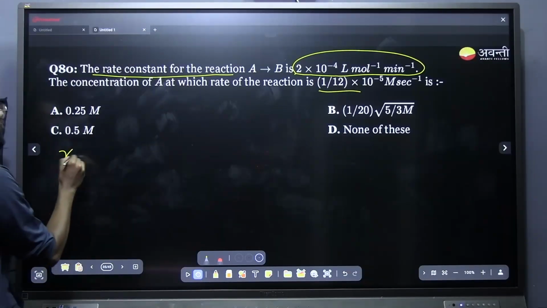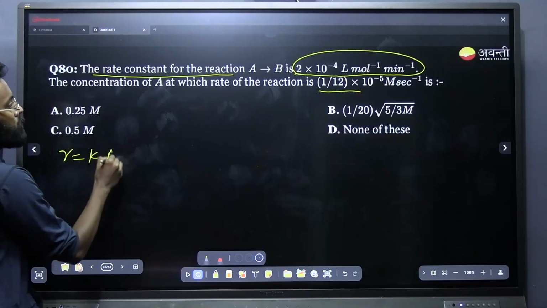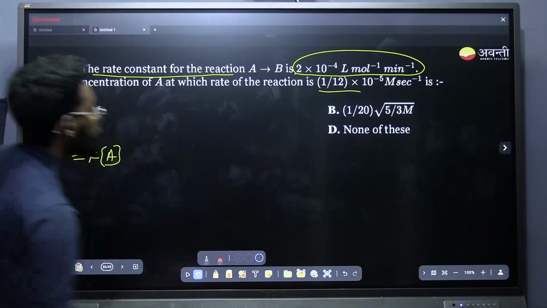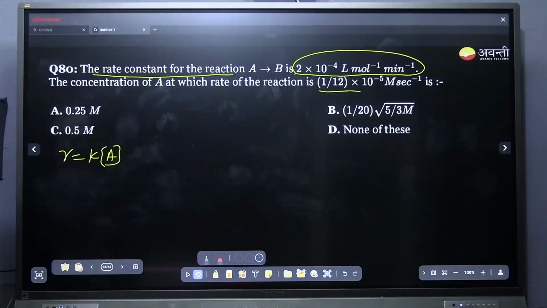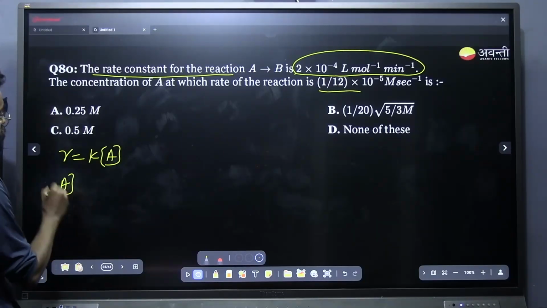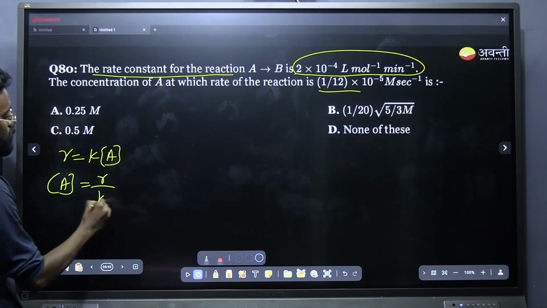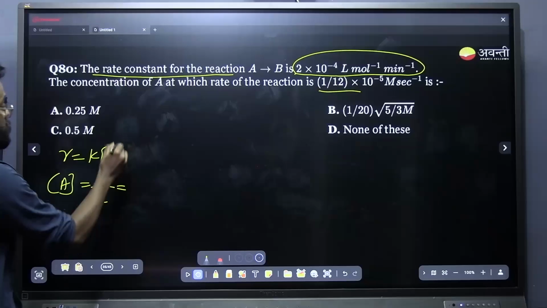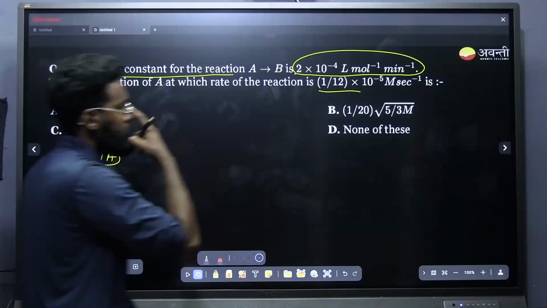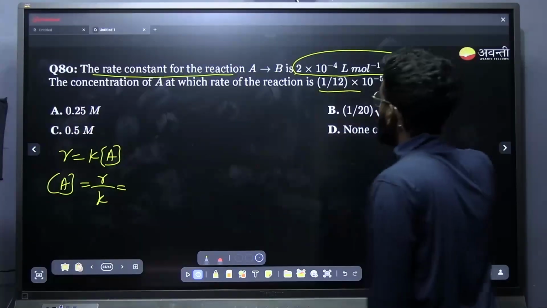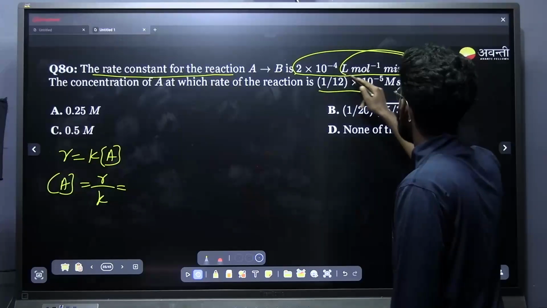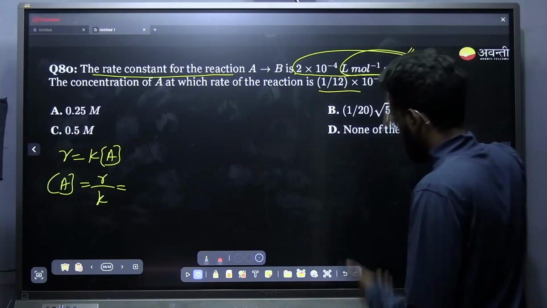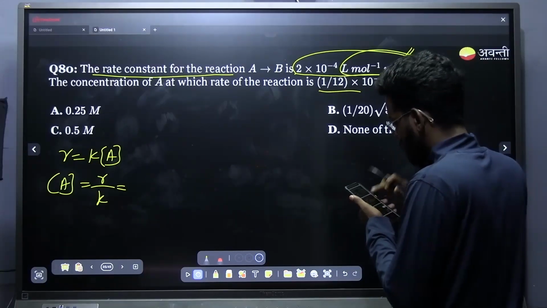According to the rate of reaction, it is equal to K into A. We have to find out the concentration of A. Concentration of A is equal to the rate of the reaction divided by K. Before that we should know the order of this reaction. How can we find the order of the reaction? By the unit of the K value. Here the K value is liter mole inverse minute inverse. From this we can understand the order is second order.